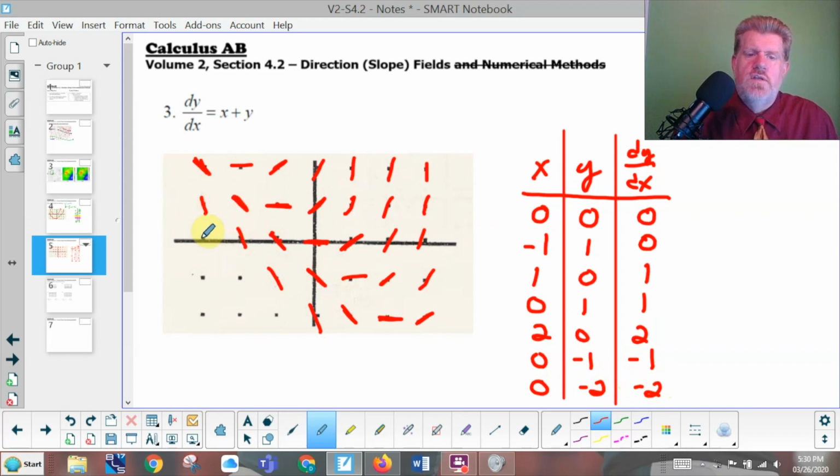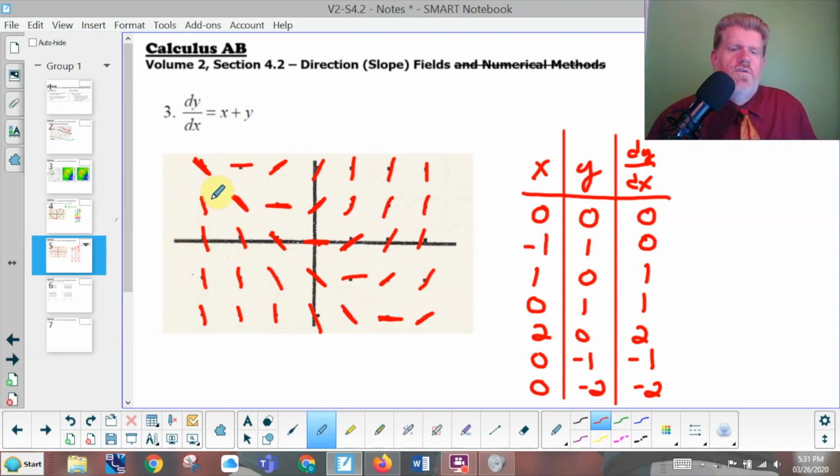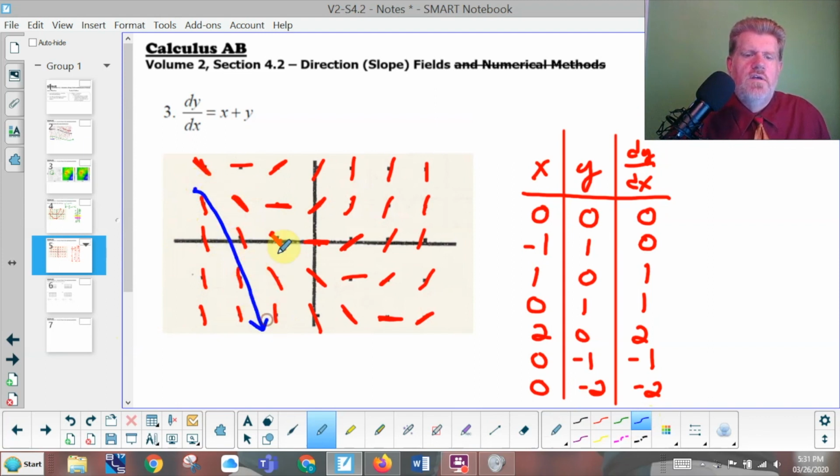Which would mean, consequently, this would have a slope of negative 3. These would have a slope of negative 4. This would have a slope of negative 5. Notice if you have something that starts here, it's going to go down that way. But if you have something that starts here, it's going to flatten out and shoot up that way.